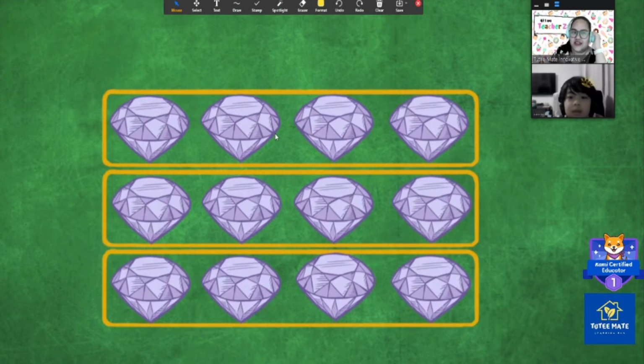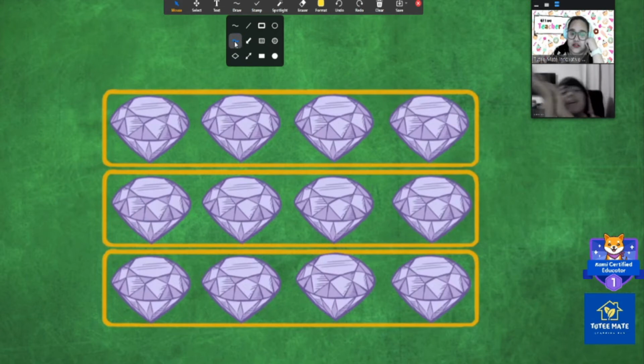Okay, what do you think is this? There are 3 groups before when it is 3 and there's 4. 3 groups of 4. Okay, is equal to?